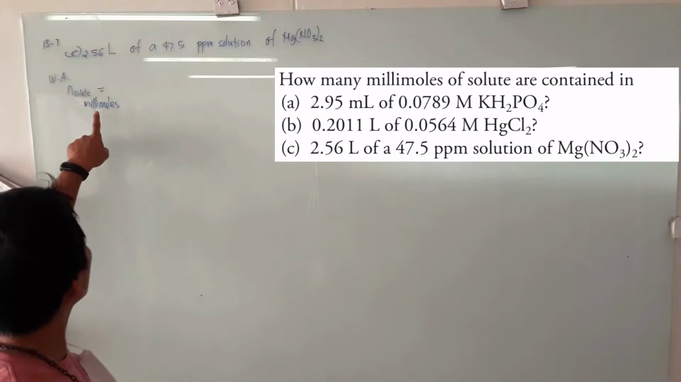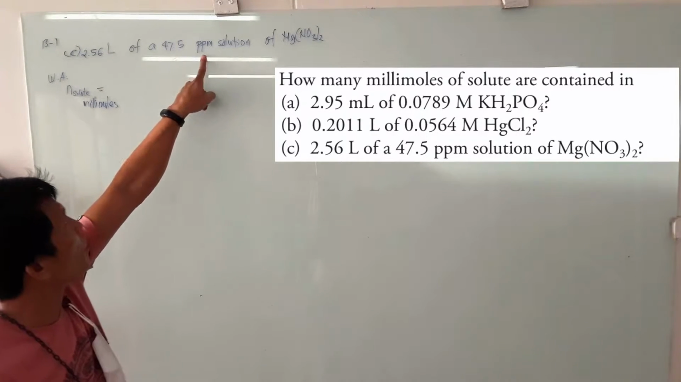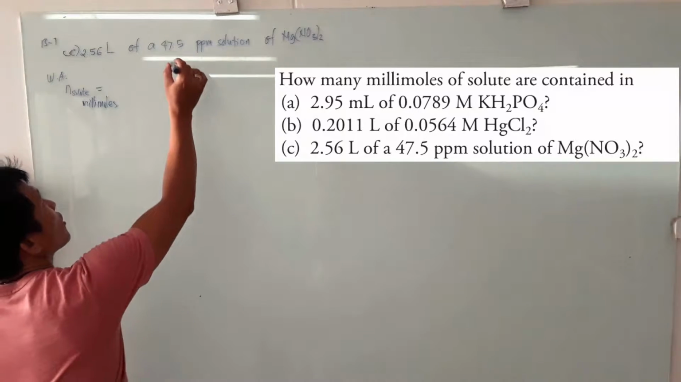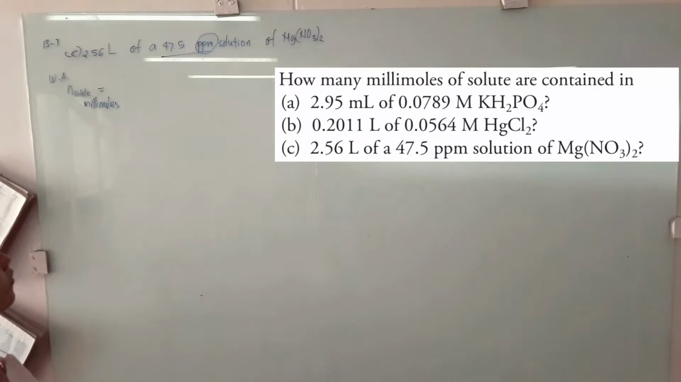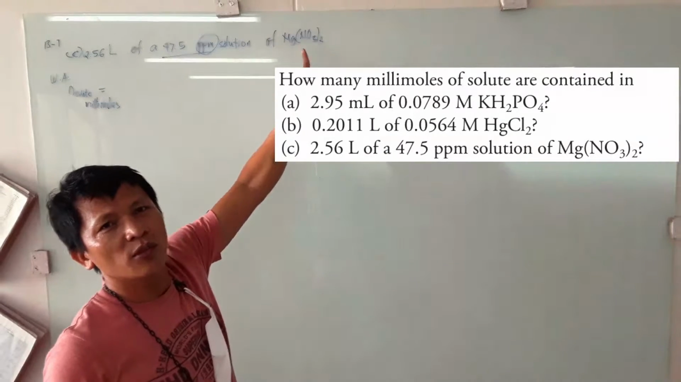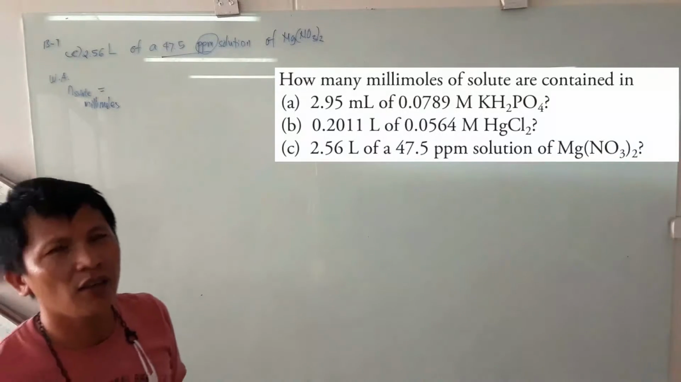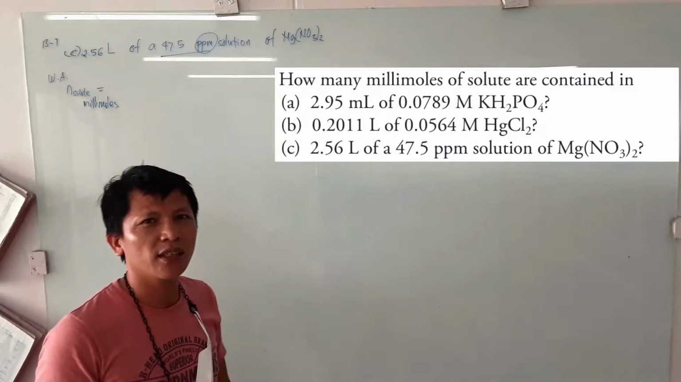The number of solute of millimoles in 2.56 liters of 47.5 ppm. So this will be your concentration in terms of parts per million. Solution of magnesium nitrate. So we're trying to look for that solute, magnesium nitrate in, of course, water.